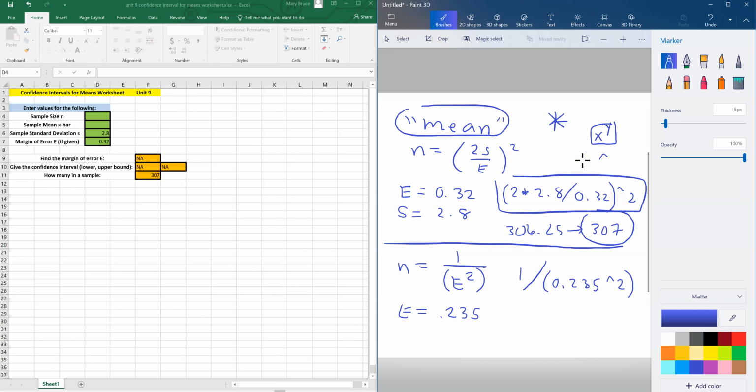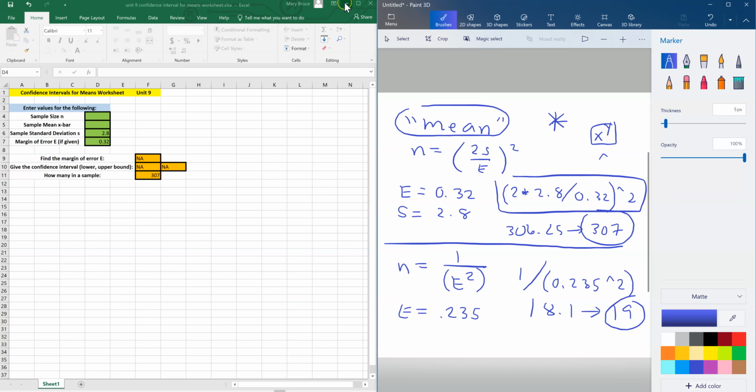All right, so I'm going to put this in my calculator. This is the way you would also type it into Google. 1 divided by, open parentheses, that's really important, 0.235 squared before I close off my parentheses. I'm getting 18.1 something, but once again, with sample size calculations, you always round up. So that would mean that I would want to put 19 for my answer.